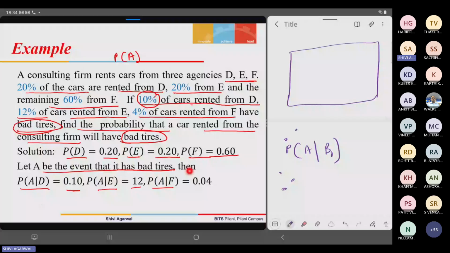I am not writing the formula. I am writing here 0.20 multiplied by 0.10 plus 0.20 multiplied by 0.12, with the decimal point missing in the earlier 0.12, plus 0.60 multiplied by 0.04.